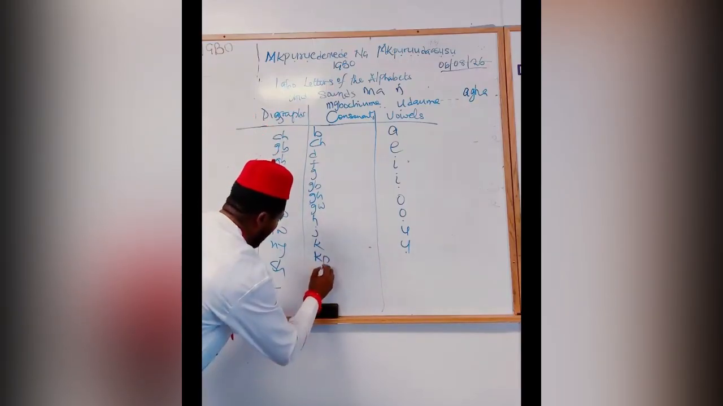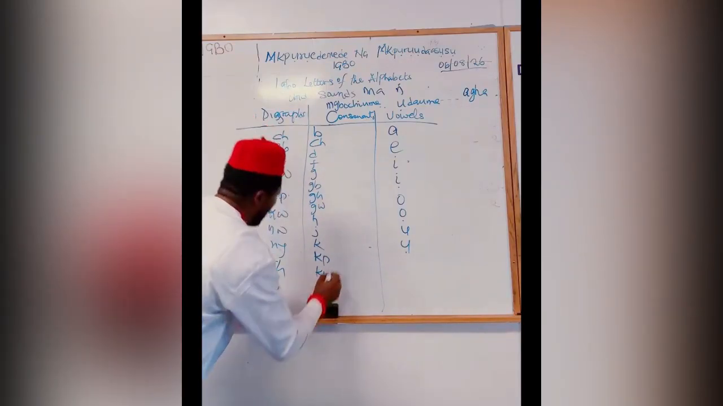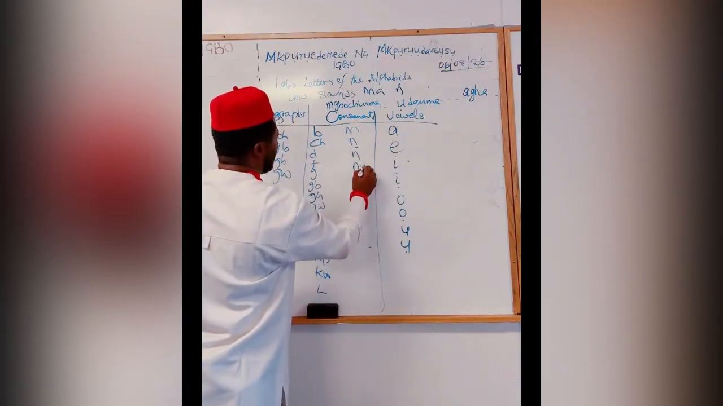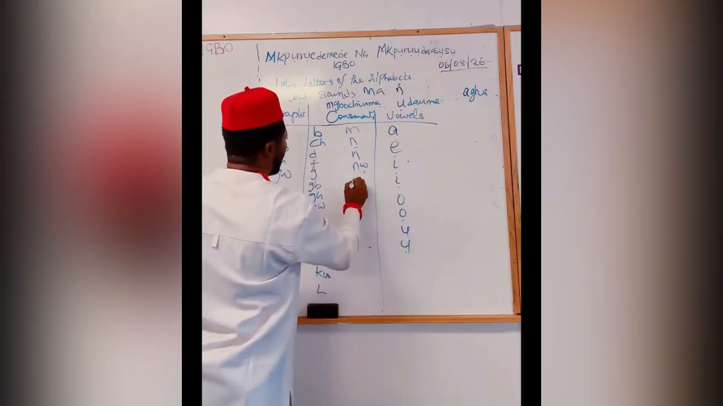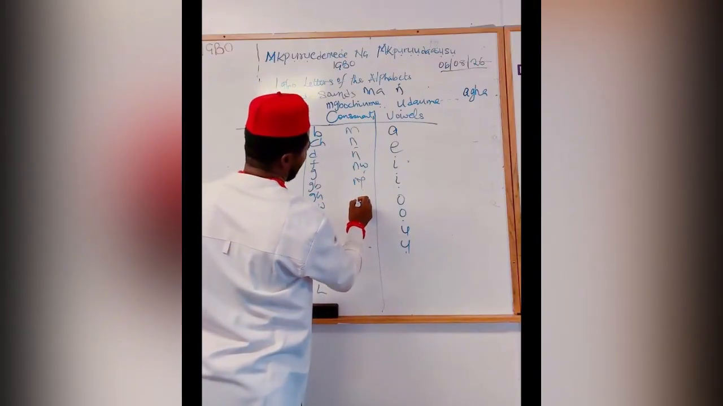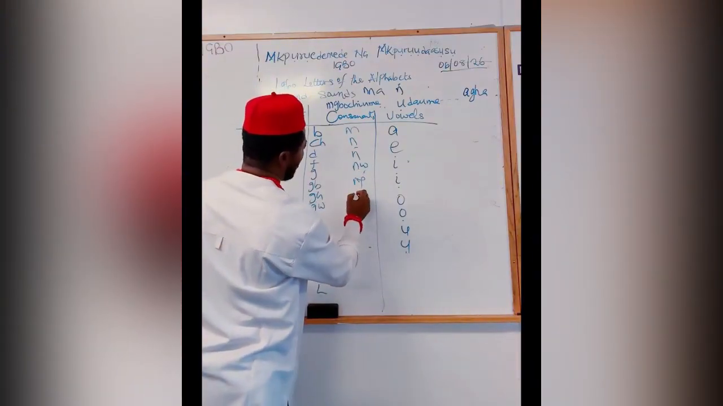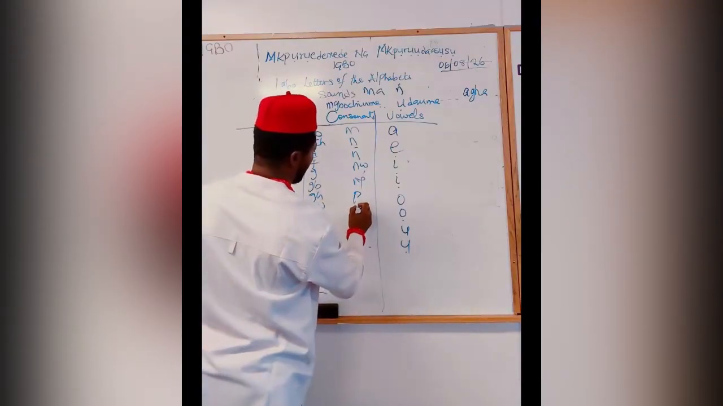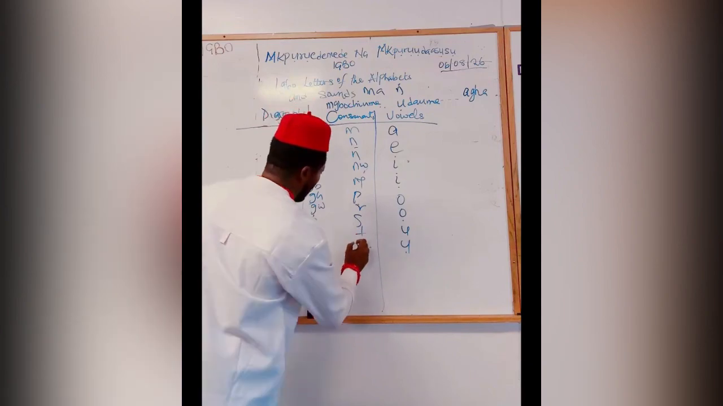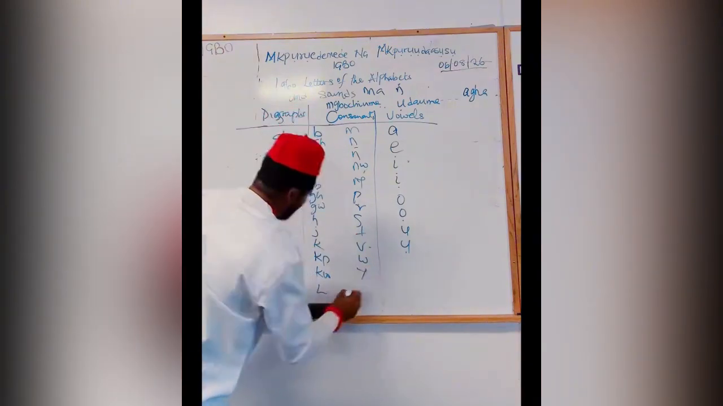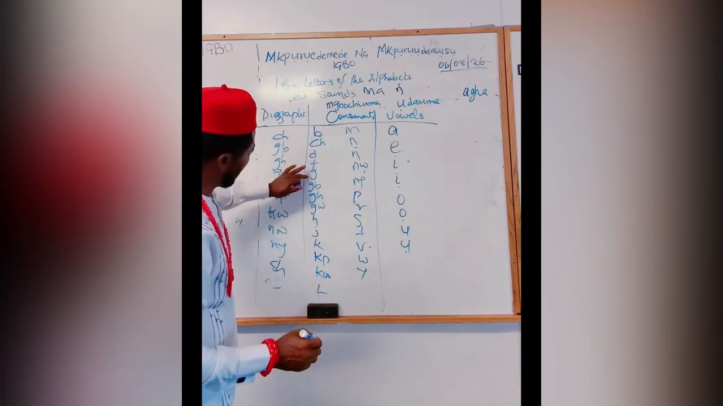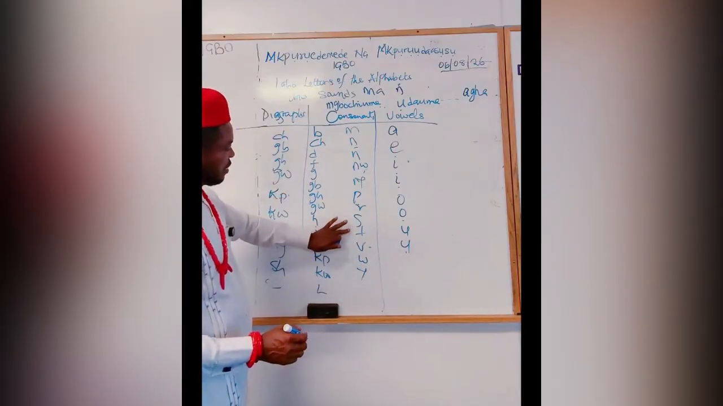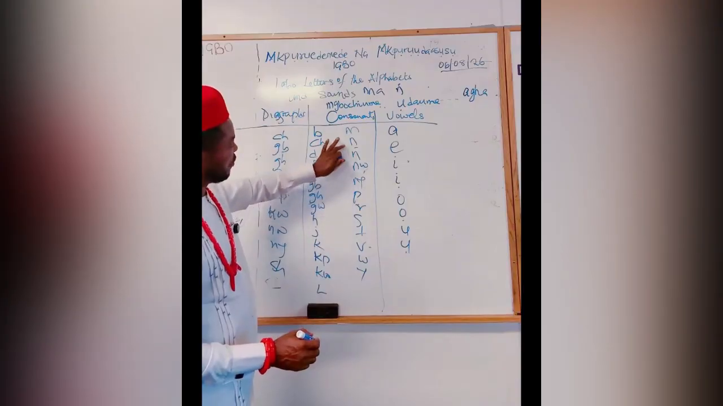Ke, e, kwe, le, me, ne, nwe, nye, pi, re, se, ti, vi, we, ye. 1, 2, 3, 4, 5, 6, 7, 8, 9, 10, 11, 12, 13, 14, 15, 16, 17, 18, 20, 21, 22, 23, 24, 25, 26.